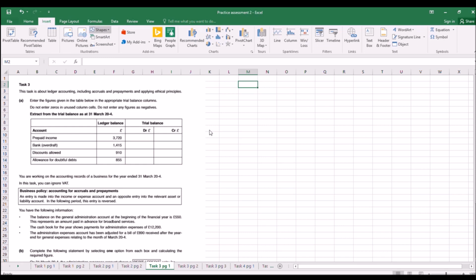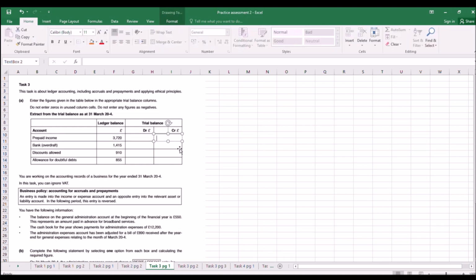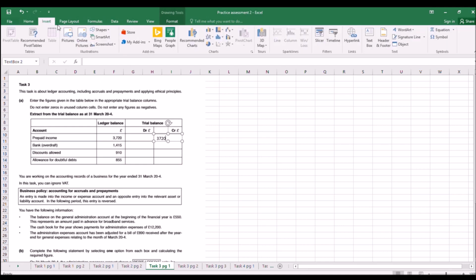So prepaid income. Okay, one of our customers has prepaid their income to us, what's also known as deferred income. They've paid it to us in advance, so payment in advance for services that are going to happen in the year after. That's going to be a liability, so that's going to be a credit. Okay, a bank overdraft is going to be a liability to the bank, so that's going to be a credit.